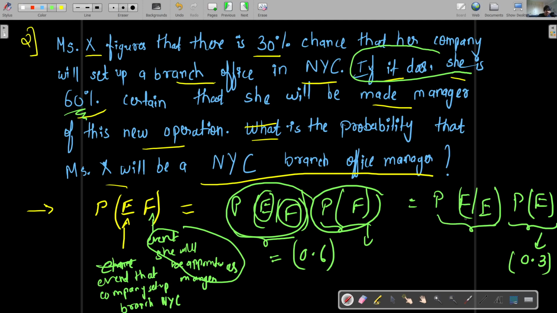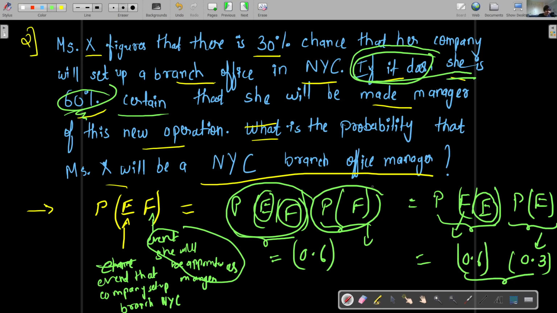And this is now what? F, which is that she will be appointed as a manager. What is the probability for that, provided that the company has already set up the branch? So the company already set up the branch and she will be appointed as a manager. That probability is 0.6. So here we have both of these probabilities, and this is what Bayes theorem says, that these two should be equal at the end. And this is our Bayes formula that we will derive in our very next lecture in a rigorous way. So don't worry about that. So we can simply multiply these two, which is our required joint probability, and it will of course be 0.18.